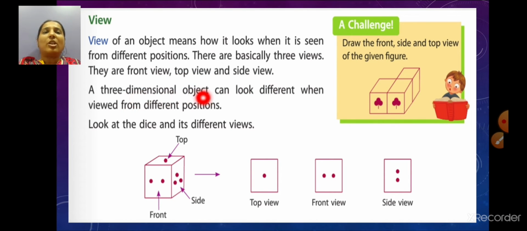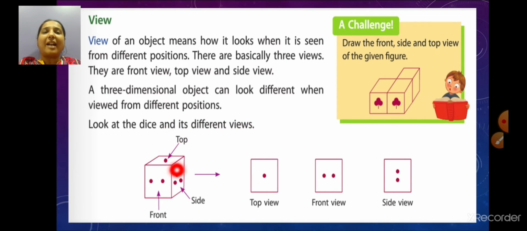A three-dimensional object can look different when viewed from different positions. As we discussed, in a 3D object we can see length, breadth and depth. So look at the dice and its different views. You just see this dice.